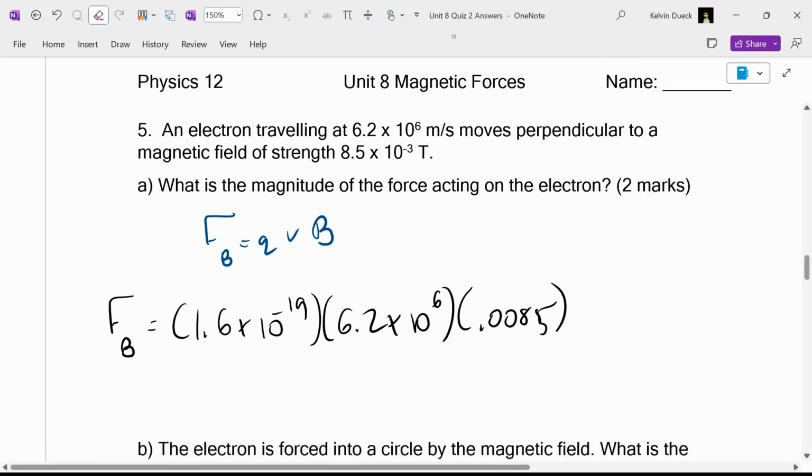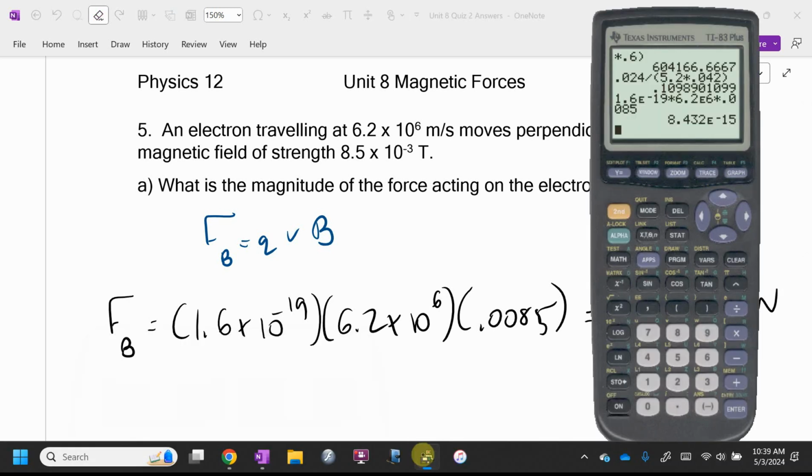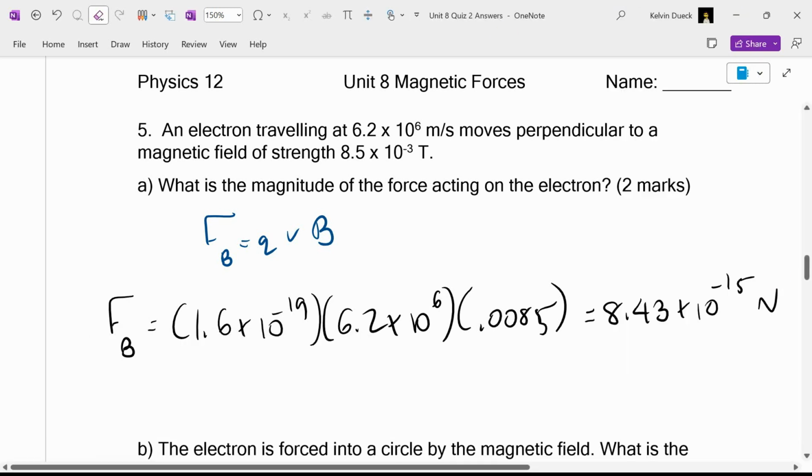People are nodding. Is that a big force? Yeah, for the electron, it's massive. You can figure out the acceleration by dividing by the mass of an electron, and you'll realize, holy smokes, for the electron, that's a massive force.